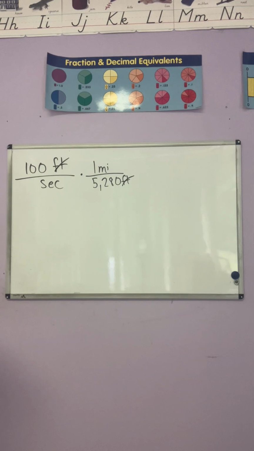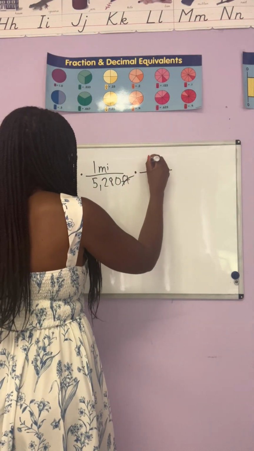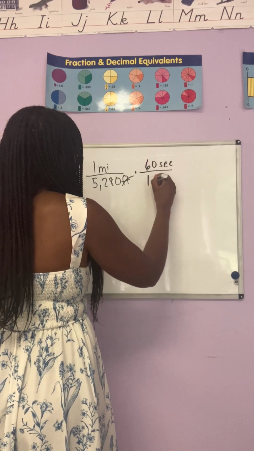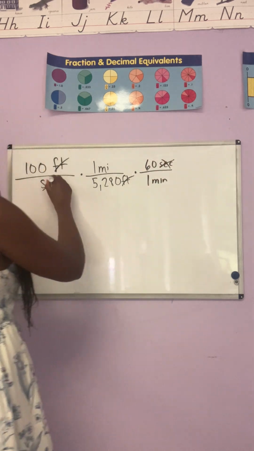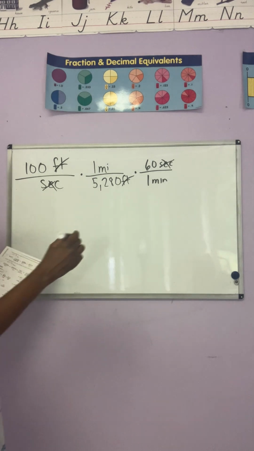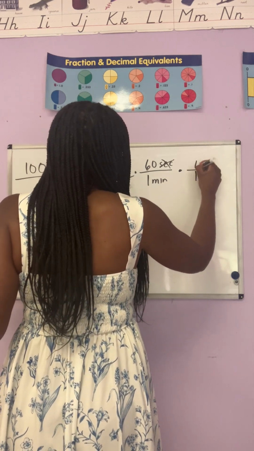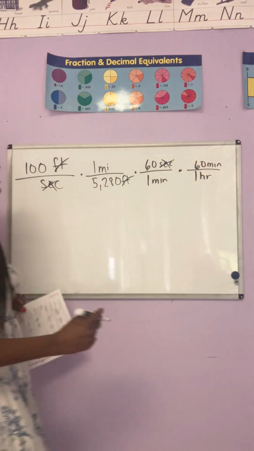So let's go step by step. We know that 1 minute is 60 seconds. So we have second here, we're going to have second on top. 60 seconds is 1 minute. That way they can cancel out. And remember, our end goal is to have miles per hour. We do have that mile on top, but we need hour on the bottom. So we're going to have 1 hour and 60 minutes.